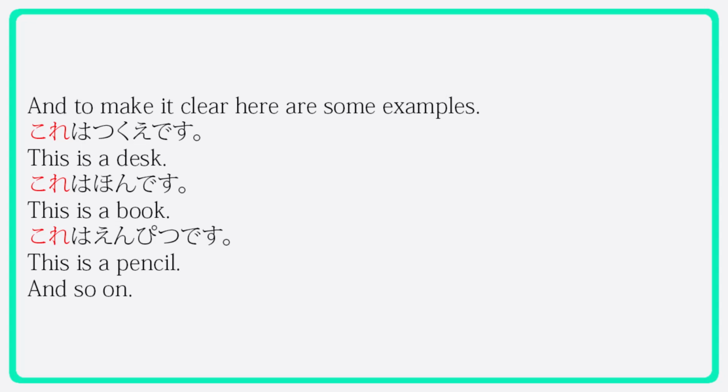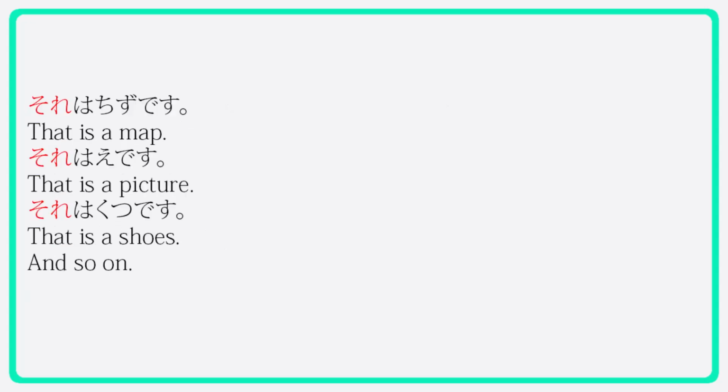Kore wa tsukue desu. This is a desk. Kore wa hon desu. This is a book. Kore wa enpitsu desu. This is a pencil, and so on. Sore wa chizu desu. That is a map. Sore wa e desu. That is a picture. Sore wa kutsu desu. That is shoes, and so on.